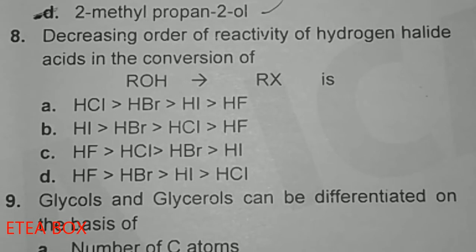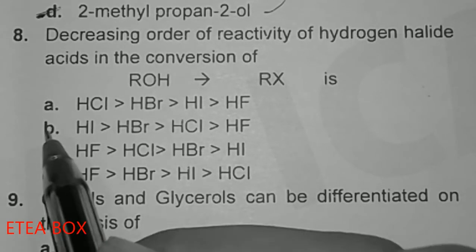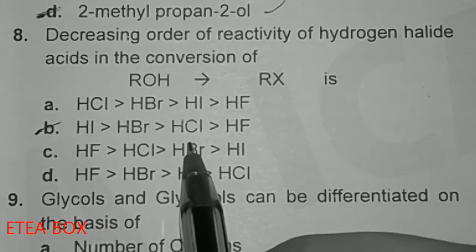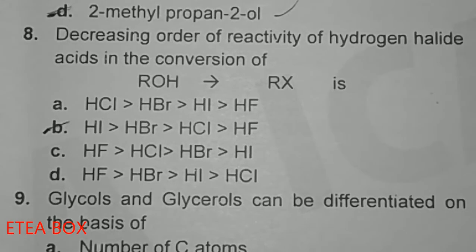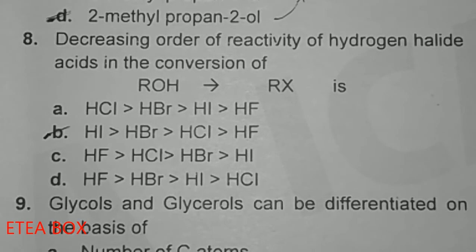Decreasing order of reactivity of hydrogen halide acids in the conversion of alcohol to alkyl halide. So here option B is the correct one. HI will react easily and then HBr, HCl and HF. So this is the decreasing order of the reactivity of hydrogen halides. HF is the least reactive and HI is the most reactive.